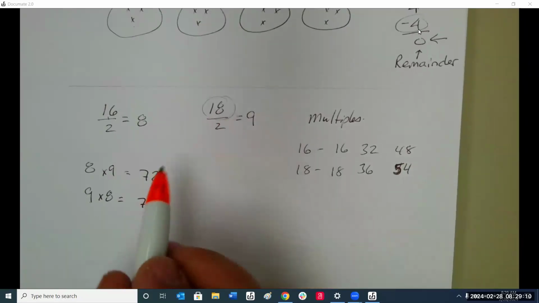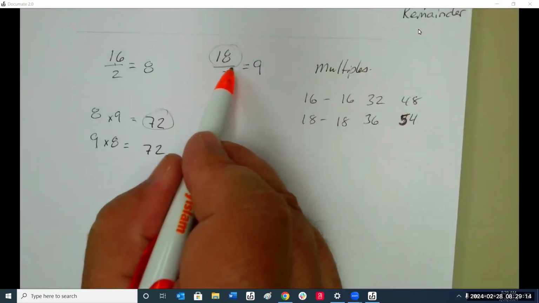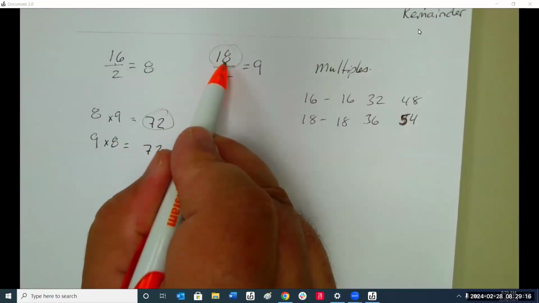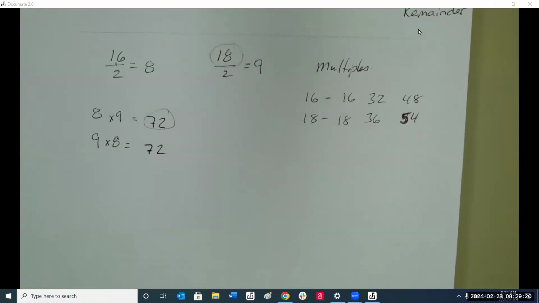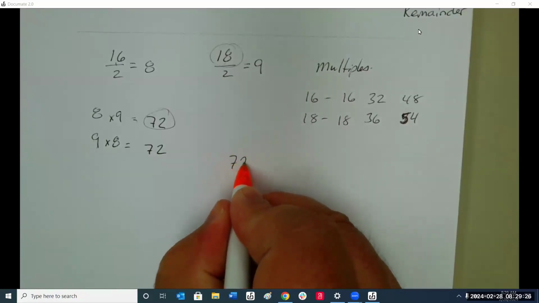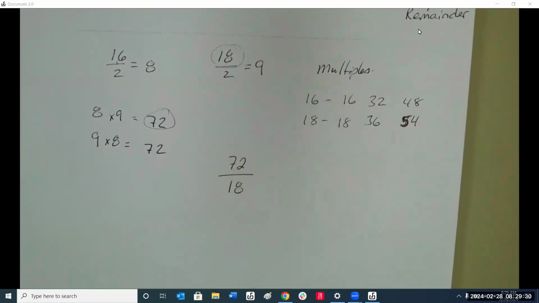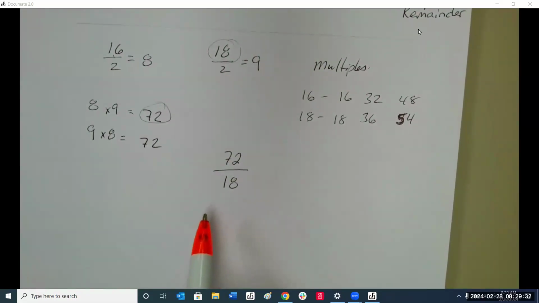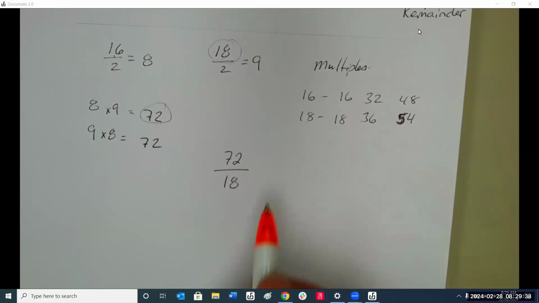So how many boxes of 18 do we have to buy to get 72? You think it's 8? Because 8 times 10 is 80. That's a little bit too big, yeah.